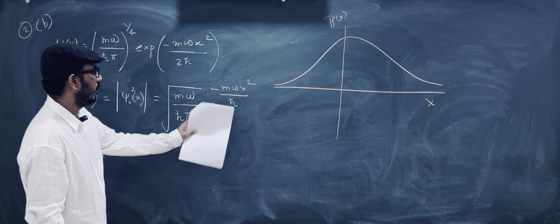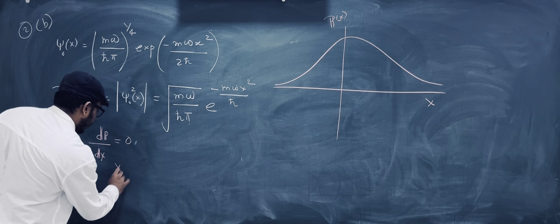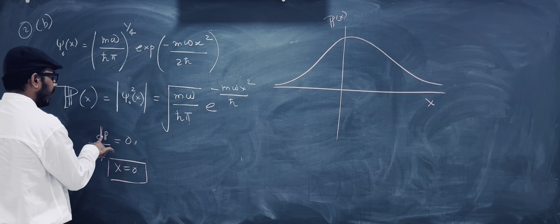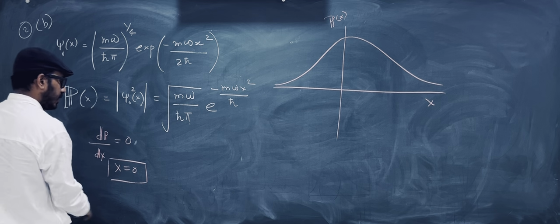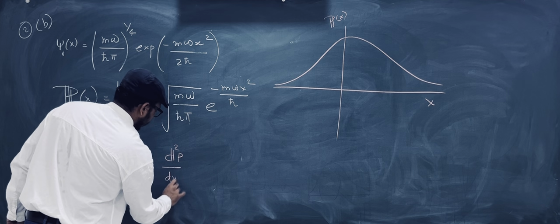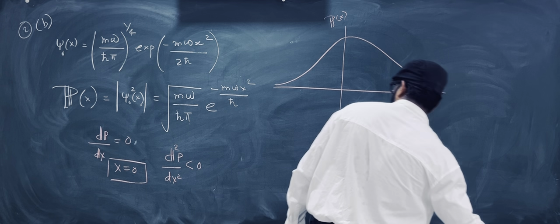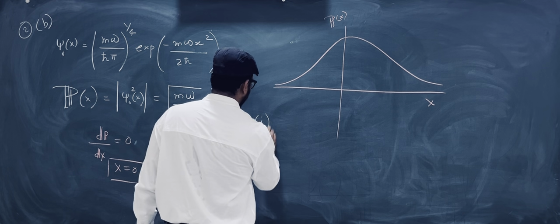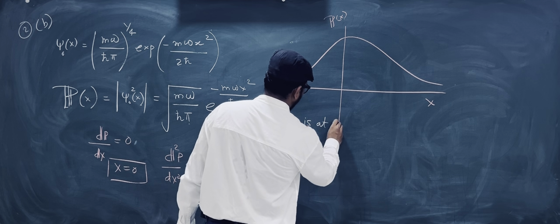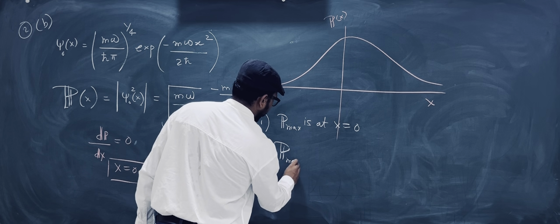If we differentiate it, there will be a factor of 2x ahead, and if we put this equal to 0, we will find that x is equal to 0. So at x equal to 0, we have the probability density which will be the maximum. We can check that the second derivative d squared P over dx square is less than 0 here. So the answer for the first part is that P max is at x equals 0. And the second part is, what is the value of this maximum probability, P max?